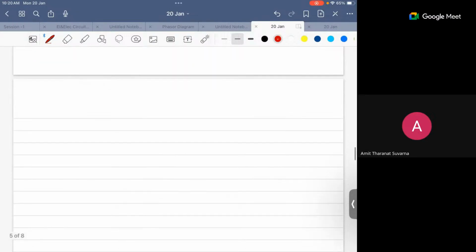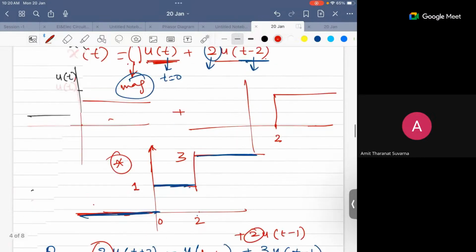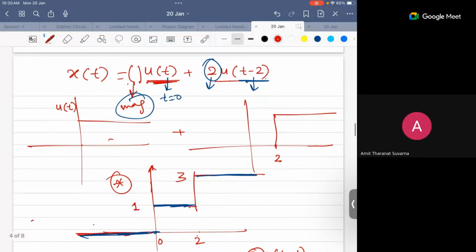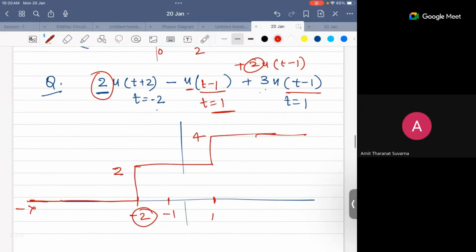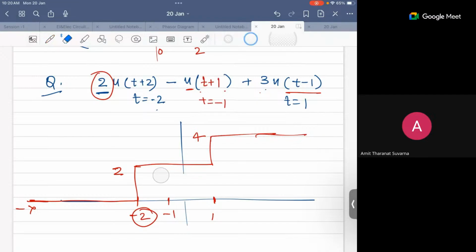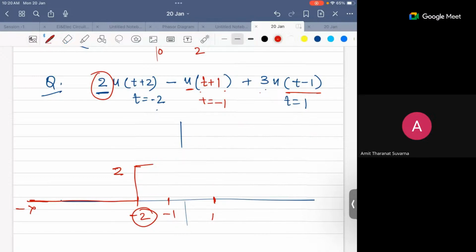Okay. So now, the previous one, which one? This one? There's a t equal to -1. That question. So if you have u of t plus 1, that means there should be a break at t equals -1. Now what will happen? You started from minus infinity where the value was 0, till there is a break at t equals -2. So the magnitude of 2 got added. Now again there is a break at t equals -1, so there should be a drop of one value, a drop of -1.